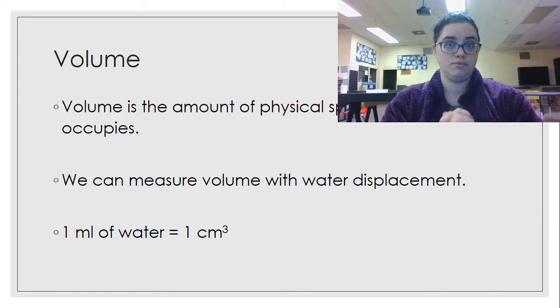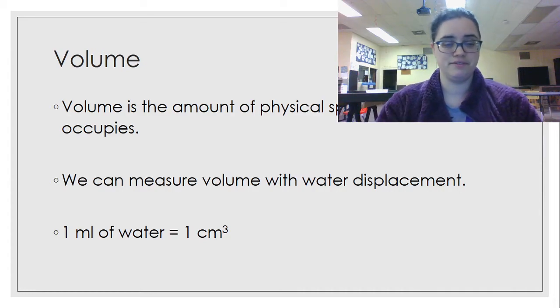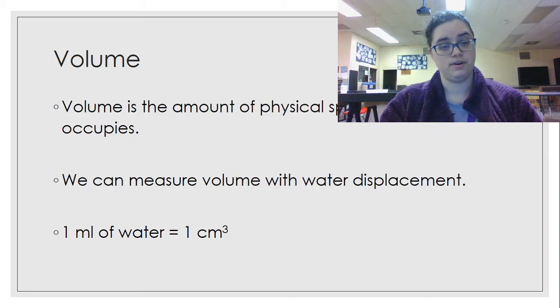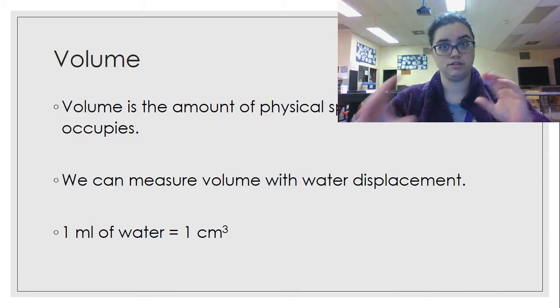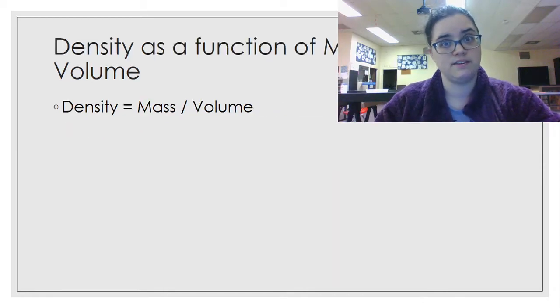We measure volume with water displacement sometimes. Hopefully I'll have the stuff for that soon. A milliliter of water takes up 1 cubic centimeter. That's why a milliliter and a cubic centimeter are the same, they're volume units. And density is mass divided by volume.